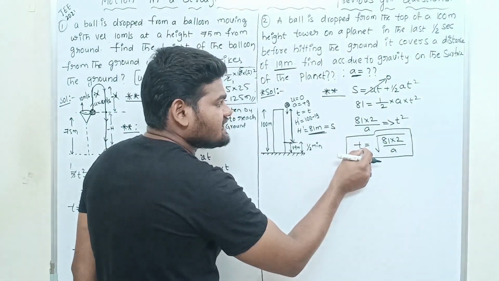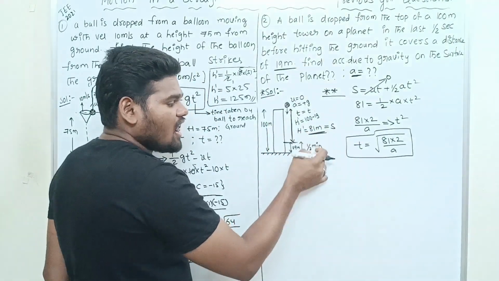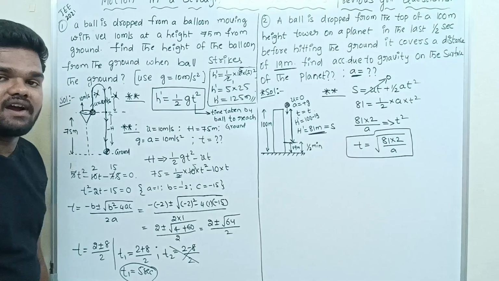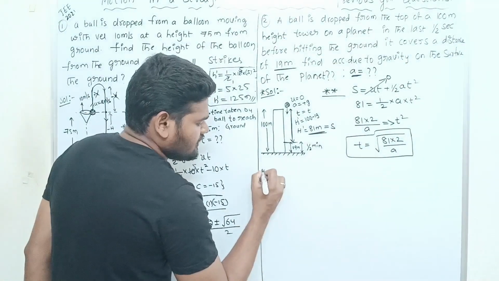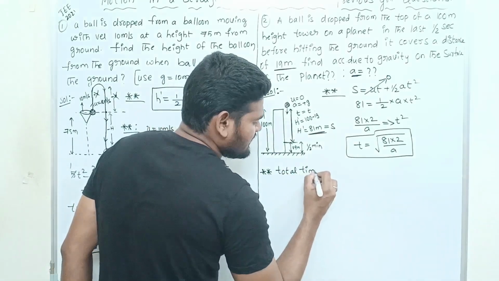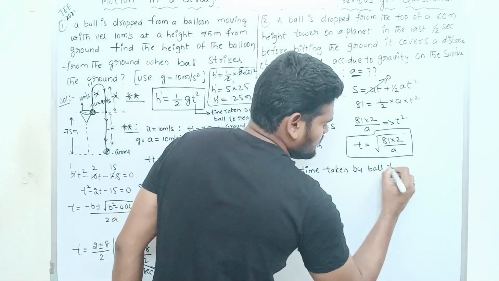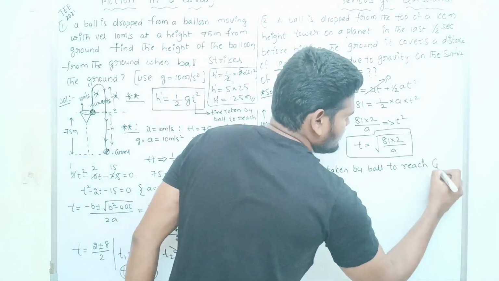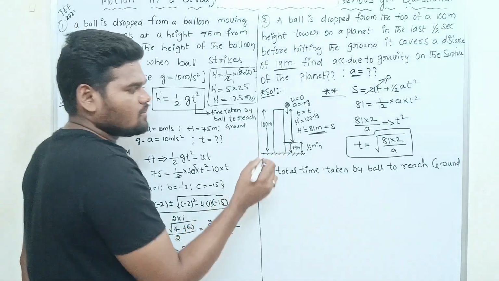So this is the time taken by the ball to cover 81 meters, half a second before it hits the ground. Now I wanted to find the total time taken by the ball to reach the ground. How much time does it take?